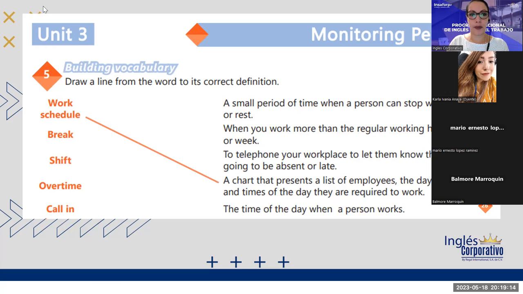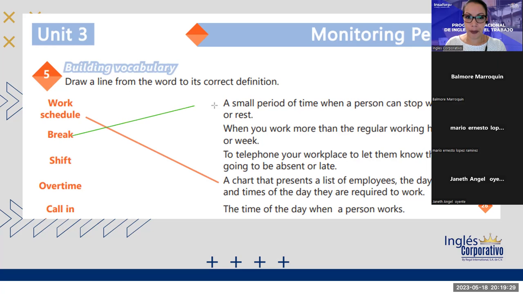Ready? Right. Yes, teacher. Okay, so what is the definition for a break? It's a period of time when a person can stop working to eat or rest. Excellent. That is correct, Palmore. Thank you so much for your answer.